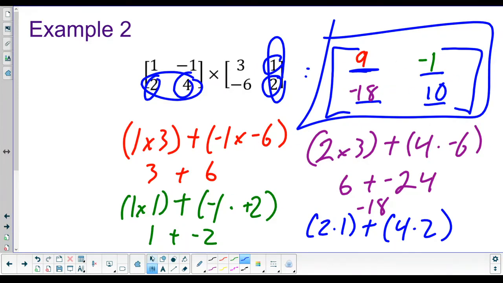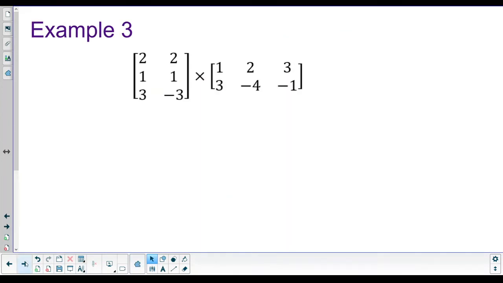Okay. Now, I can already hear you guys, but Mr. Barton, what if we have weird shaped ones, right? What if we have strange things that aren't just 2 by 2s? So let's look at a slightly more complicated one.